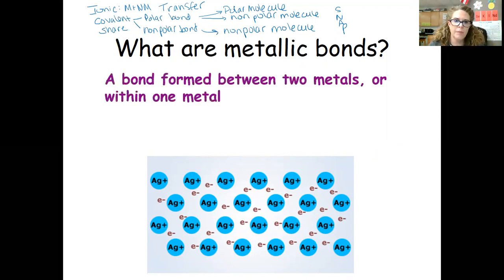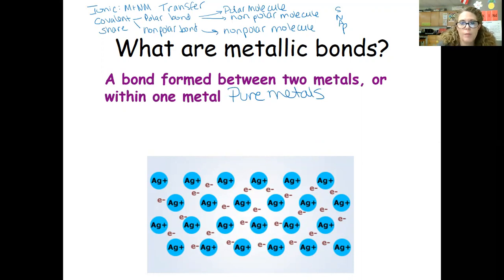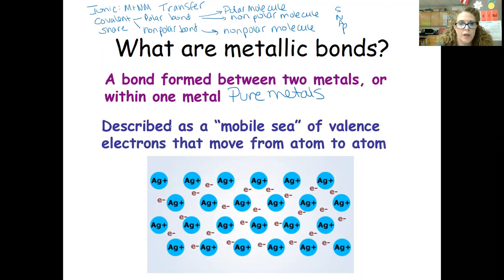All right, so let's talk about metallic bonds. A metallic bond is a bond formed within one metal. And generally, you don't see two metals; you're not going to see a bond between copper and silver together. So we're really mostly just talking about pure metals here at this level. In upper level chemistry, things can get a little bit more complicated, but at our level, we're just really going to talk about pure metals.